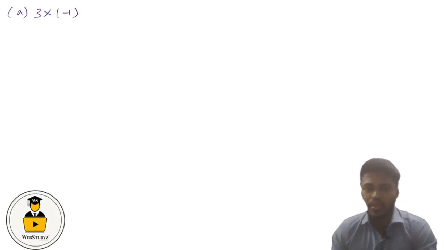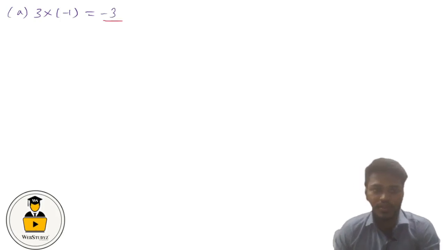Now we know that when we multiply a positive and a negative integer, the product is always a negative integer. So here we can see that 3 is a positive integer and minus 1 is a negative integer. So the product will be always a negative integer. So it will be minus of, and 3 into 1 is again 3. So the answer for the first product is minus 3.